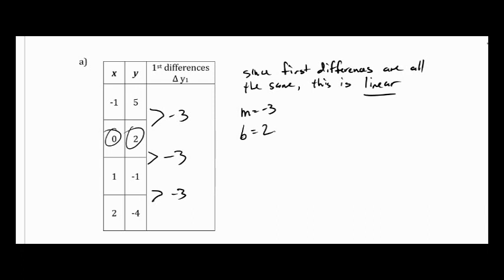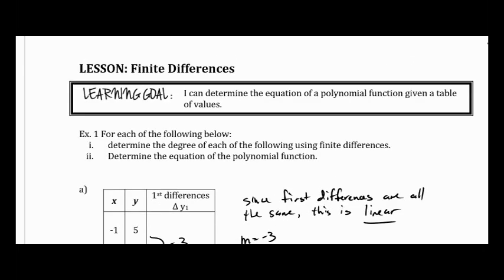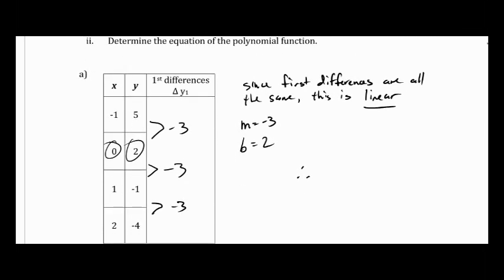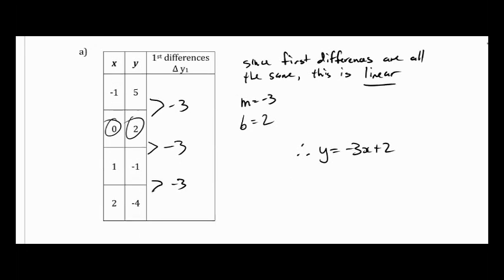If it wasn't, you'd have to, I guess, find the pattern and work it back to find 0 or something like that. But is there a question? No? Anybody? Everybody okay? Seems simple so far. What we were supposed to do? Determine the degree. We did that. Check. Determine the equation of the polynomial. Therefore, y equals negative 3x plus 2. Satisfied? Happy with that? Let's do the next one.